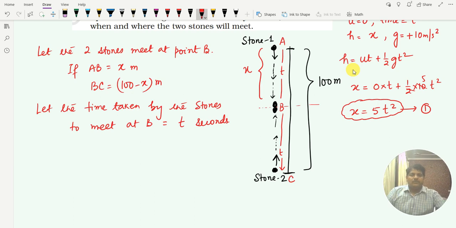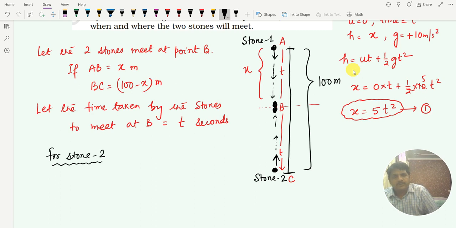Okay. Now we have a second stone moving from C to B. C to B भी जा रहा है एक stone. तो हम उसके लिए भी कैलकुलेट कर लेते हैं इक्वेशन, और उसका भी इक्वेशन कुछ ना कुछ तो निकलेगा. Let us see this for BC, let me use another color. For stone 2, this we have done for stone 1, x is equal to 5t square. Stone 1 के लिए है ये.